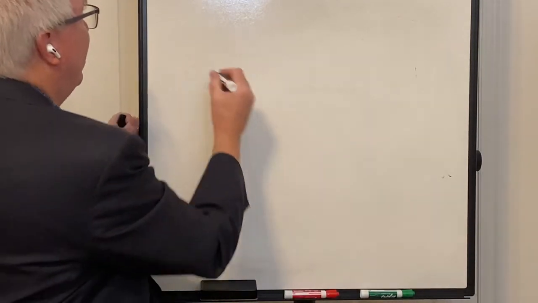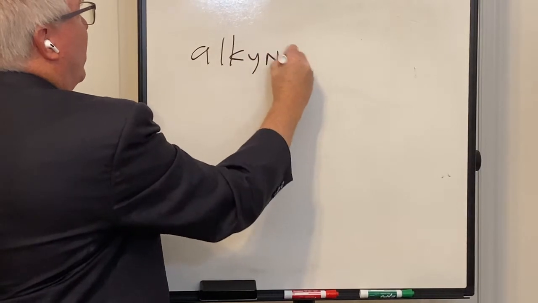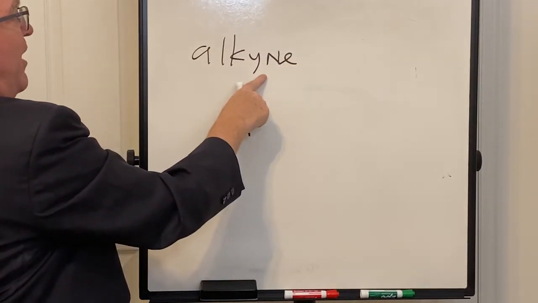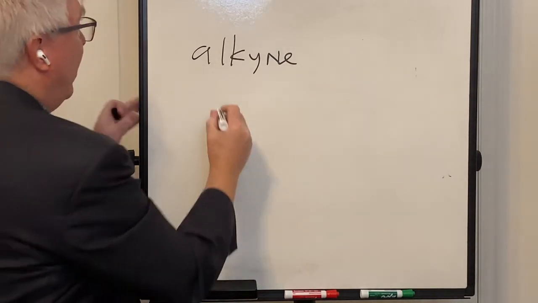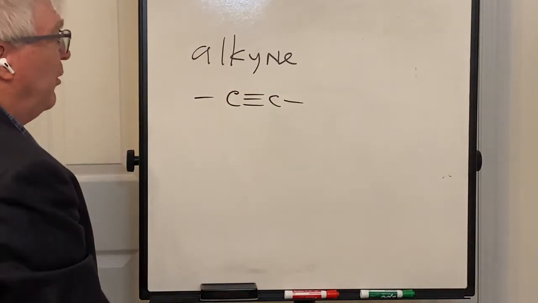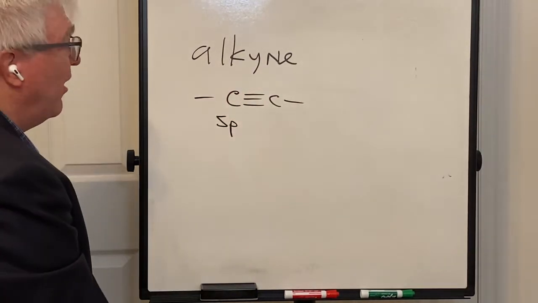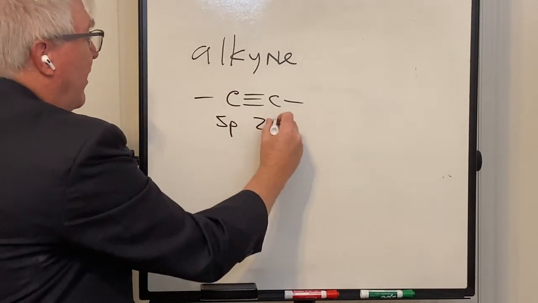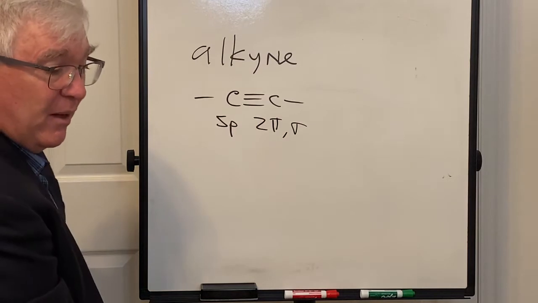So alkynes, we change the suffix part, ane, we put a y in there, alkyne. And we have carbon-carbon triple bonds. It's one of the functional groups we learned before. And what about hybridization? sp hybridized, right? So there's 2 pi bonds and a sigma bond right here for the triple bond, okay?